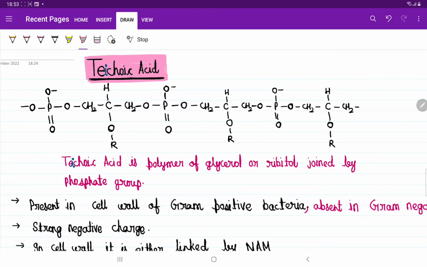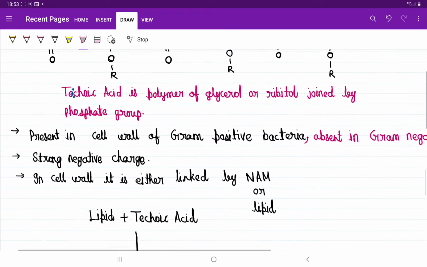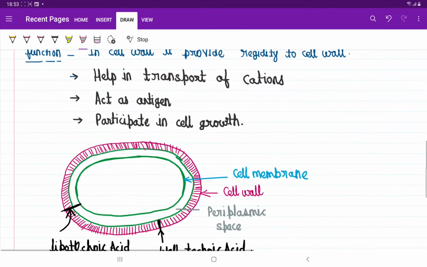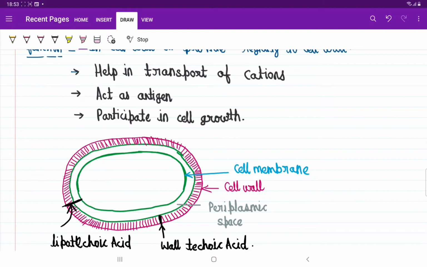So in this video we will discuss what is teichoic acid. Students, I hope you all have an idea about the cell wall of the bacteria. The cell wall of bacteria is a rigid layer present around them, right?